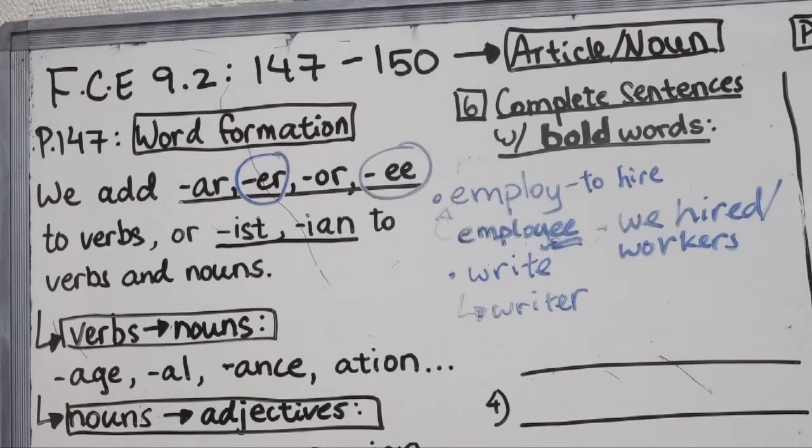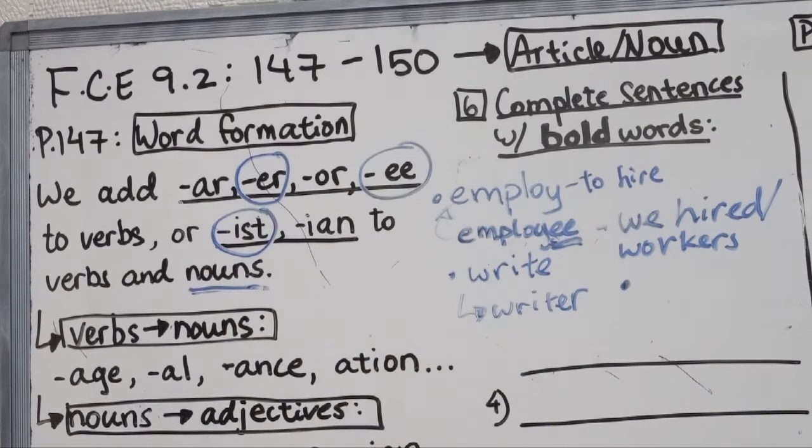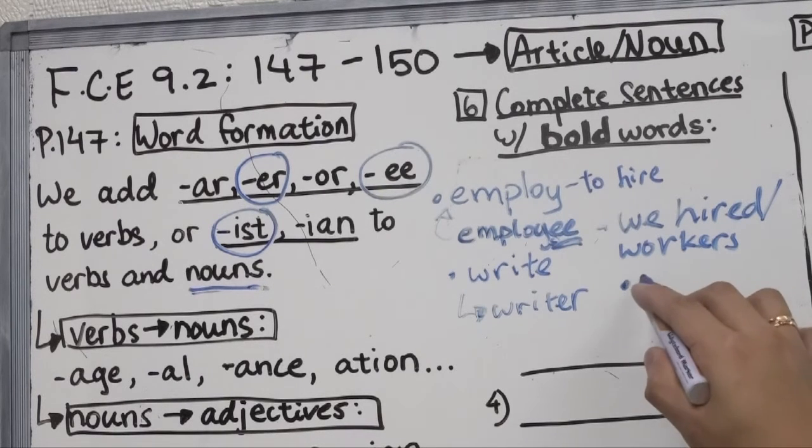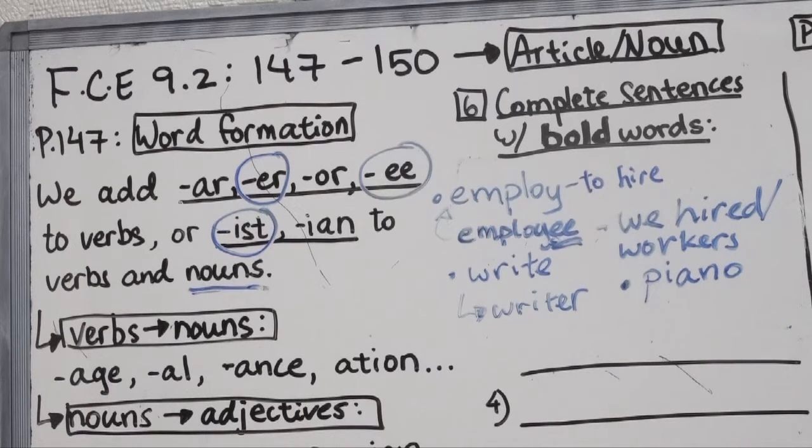Alright, now let's talk about IST. This talks about nouns. We've talked about verbs over here. Now let's focus on nouns. So IST. What can you think of? Alright, they give you an example, art. Art will become artist. So someone who makes art is an artist. Now what about someone who plays the piano? A piano is a noun. Someone who plays the piano.